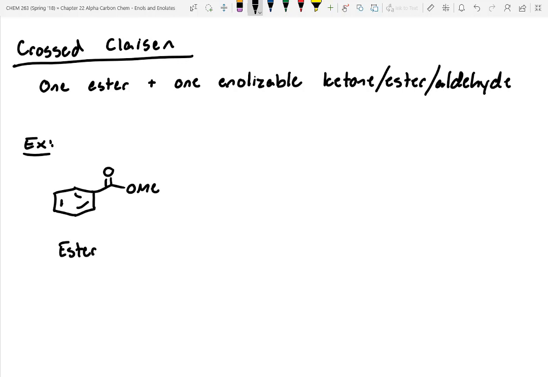No, you only put an N for things coming off of nitrogens. Yeah. So this is going to be your ester, so that's filling in this 1/2, right? So we've got that 1/2. Now we need our enolizable functional group. So in this case, I'm just going to pick acetone. All right, and what base should I use for this reaction?